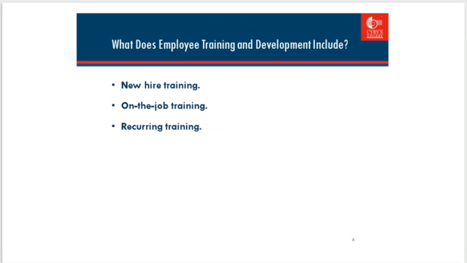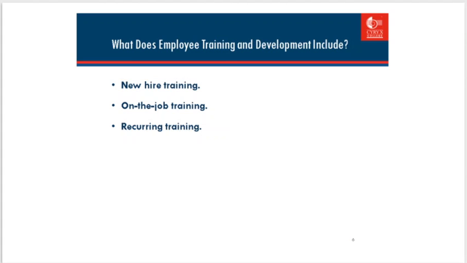What does employee training and development include? First, new hire training. New hire training is used to onboard employees and get them up to speed on your company's specific operations. This usually includes HR orientation as well.